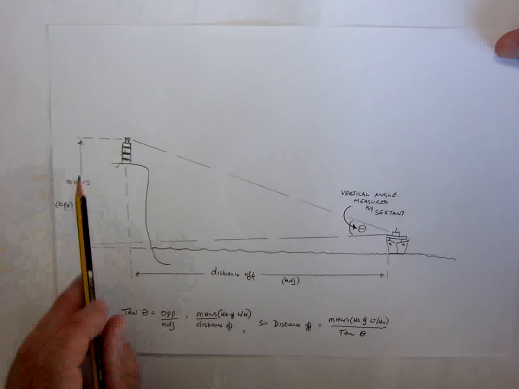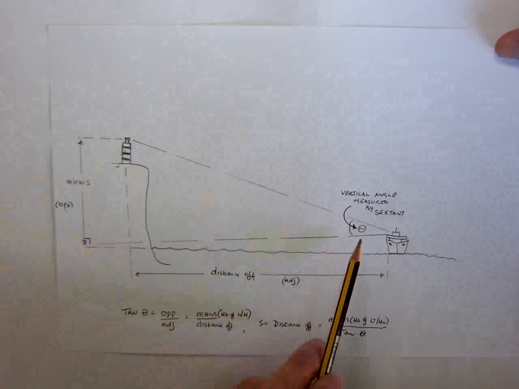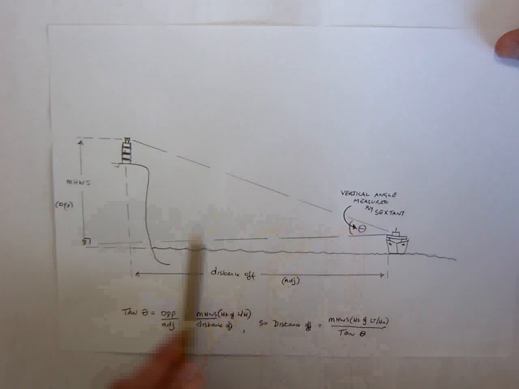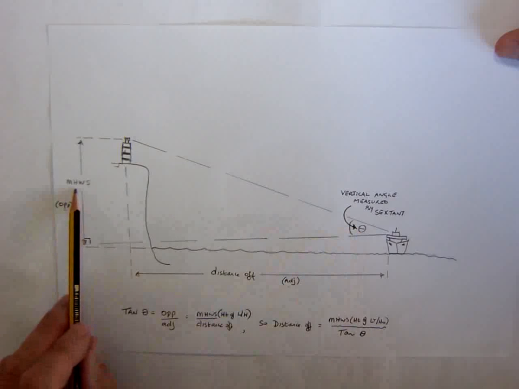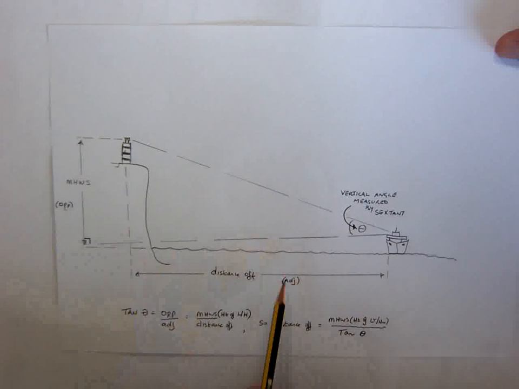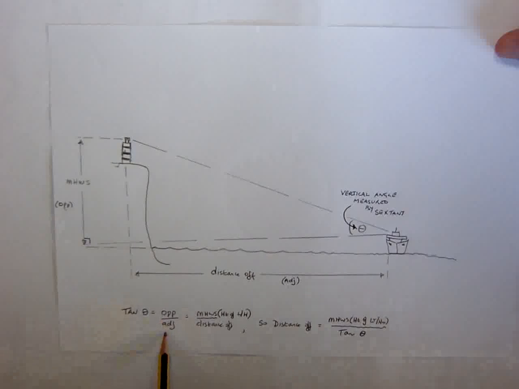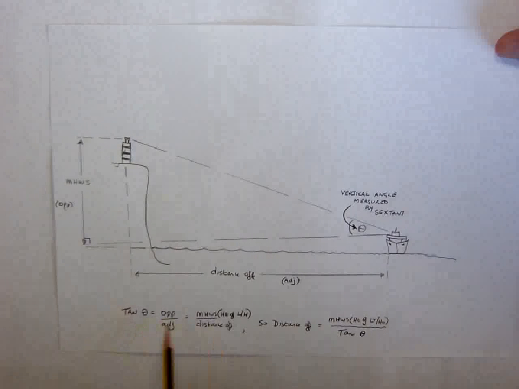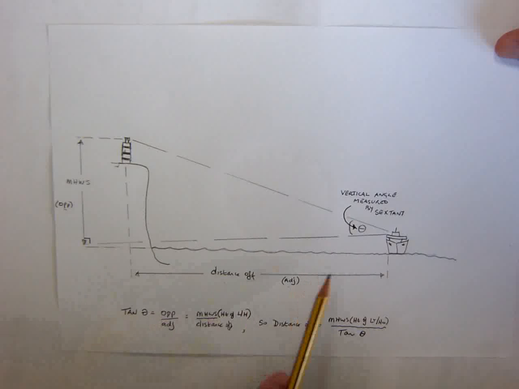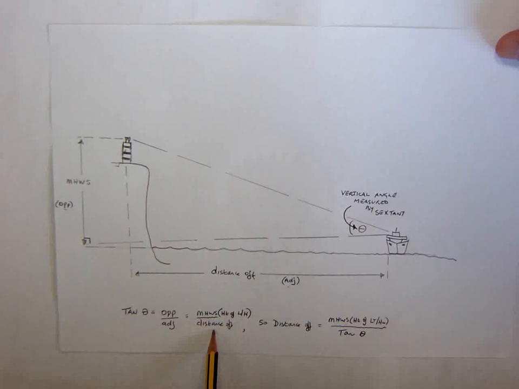because with the right angle triangle that we have here, the side opposite the angle is mean high water springs. The side adjacent to the angle is our distance off. And we know that opposite over adjacent is tangent. Therefore, tangent of theta, or the angle that we've measured here, opposite over adjacent, is mean high water springs, the height of the lighthouse, divided by the distance off. So if we transpose the formula, we know that distance off is mean high water springs, the height of the lighthouse, divided by tangent of theta.